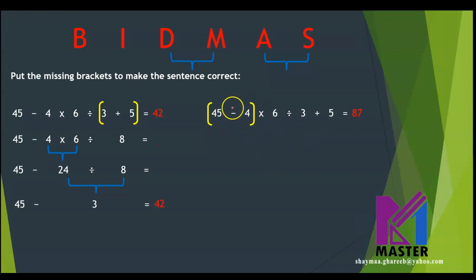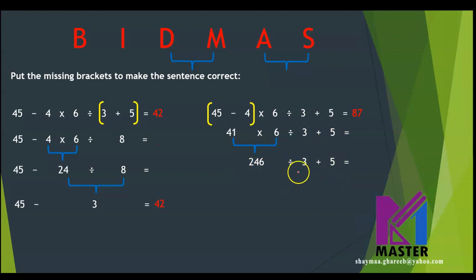So I will put the bracket around the subtraction. 45 minus 4 gives 41. Then I will keep all the calculations as they are in the same order and the same position. Now I have multiplication and division and addition. So which one should I start with? The multiplication. 41 times 6 equals 246. Then division, then 3, then plus, then 5.